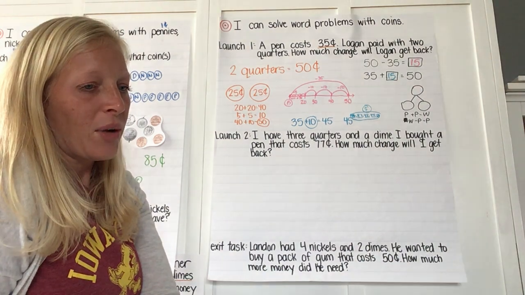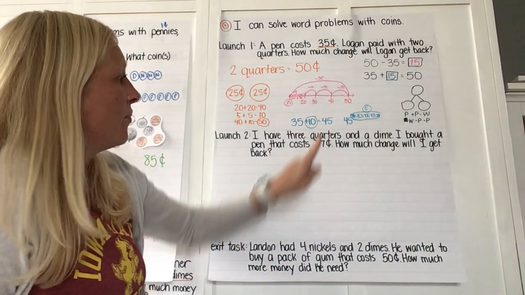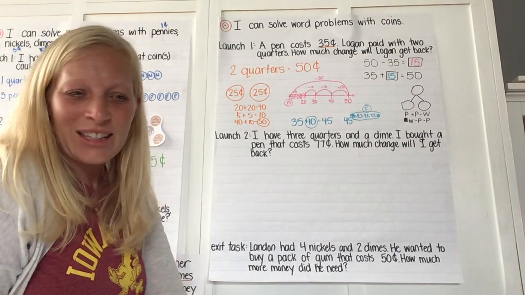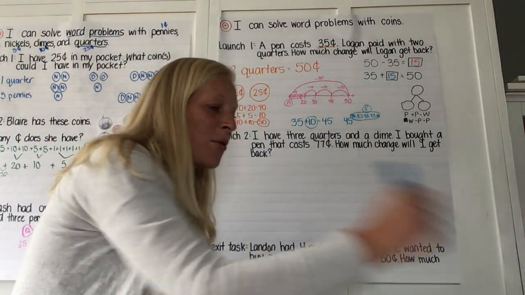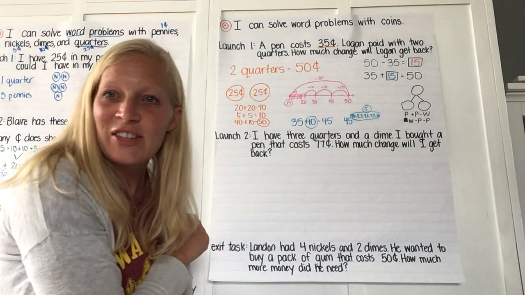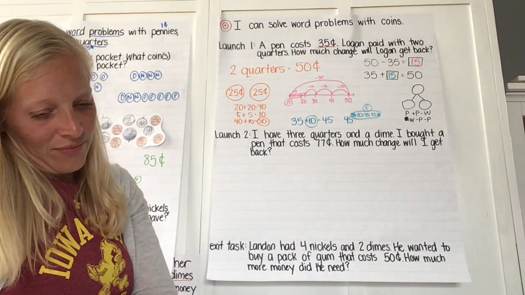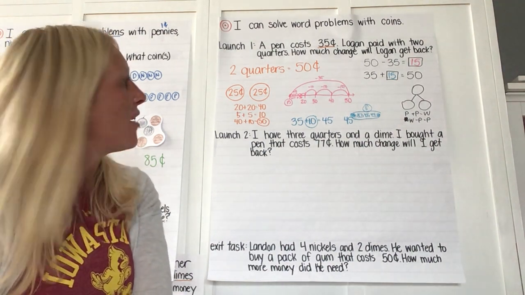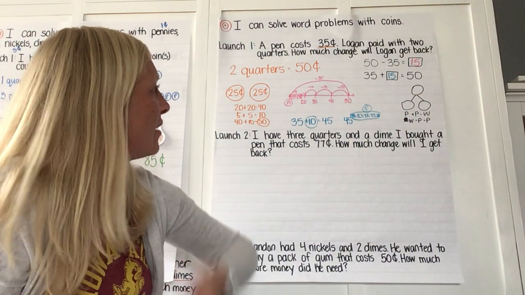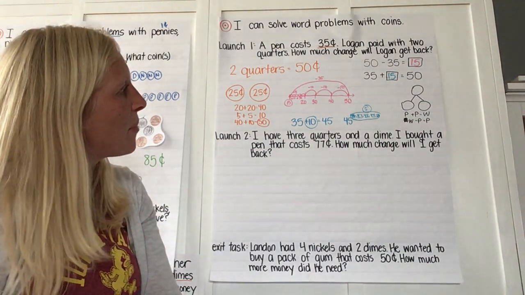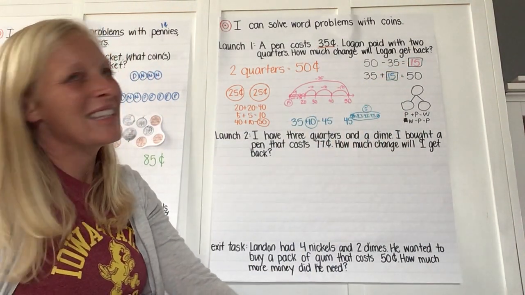Seeing some thumbs right away. What do you think? A dime and a nickel? Yes. So 35, oh, here's 45, and then 5 more is 50, and there's your change, a dime and a nickel. You could do 3 nickels if you didn't have any dimes. 5, 10, 15. Absolutely. So the change that Logan got back was 15 cents.